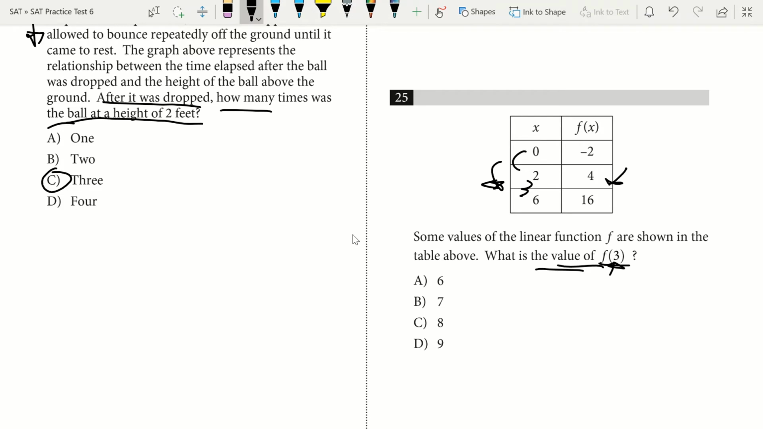All right, well, I see from 0 to 2, my run is 2, but I rise by 6, right? Because we go from -2 to 4, that's an increase of 6. So my slope's going to be 6 over 2, which is equal to 3. So 3x will be my slope. All right, so I got y equals 3x.